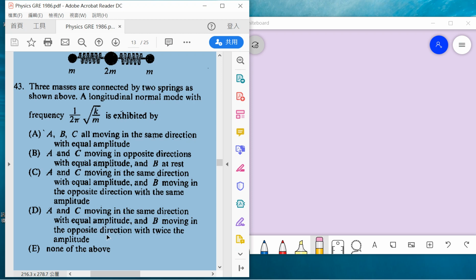So what is the remaining? The remaining is B and E. So now the problem is which one is correct? Is it B, where A and C move in opposite directions with equal amplitude and give this frequency? This is what we need to find.